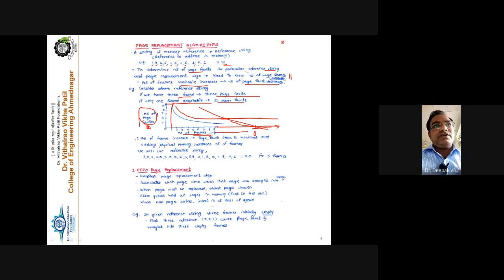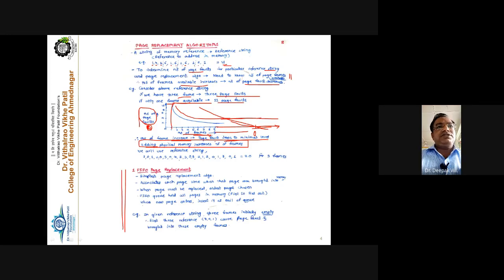So though we cannot reduce the number to zero, it can be minimized to a certain level. So this is the graph shown here. As the number of frames increases, the page faults drop to a minimal level. So adding physical memory definitely increases the number of frames, right? Now we have to see three different page replacement algorithms.